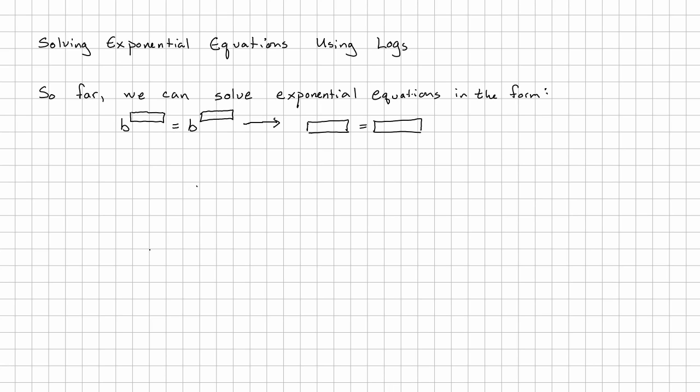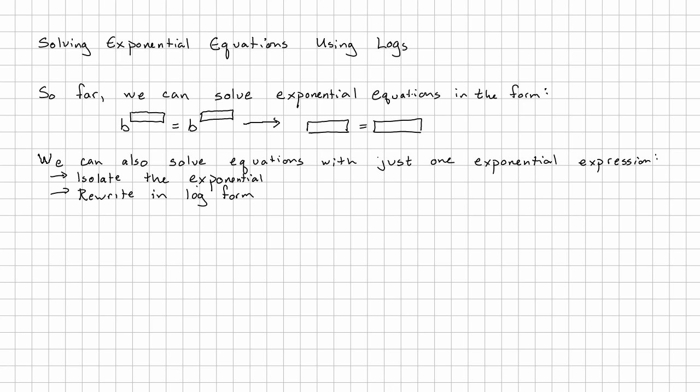We also know how to solve equations where there's just one exponential expression. To do that, we isolate the exponential expression and then rewrite the equation in log form. What if we have an equation, however, in which there's more than one exponential expression, but the expressions have different bases? Now we're going to see how to solve an equation like that.